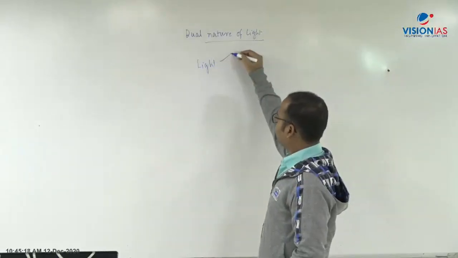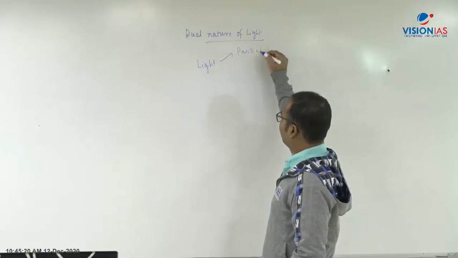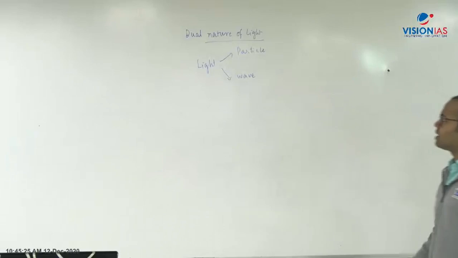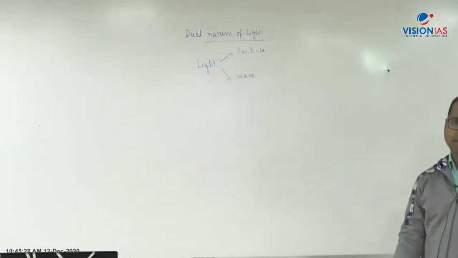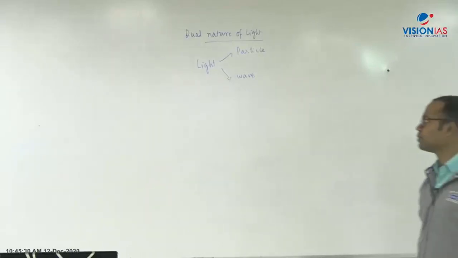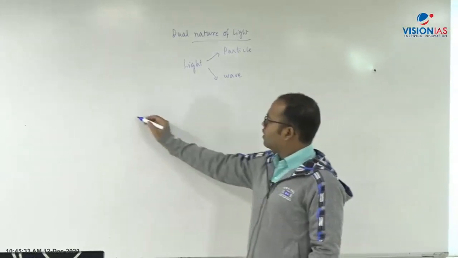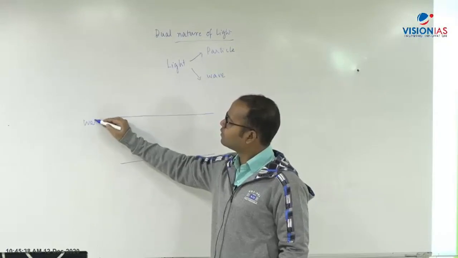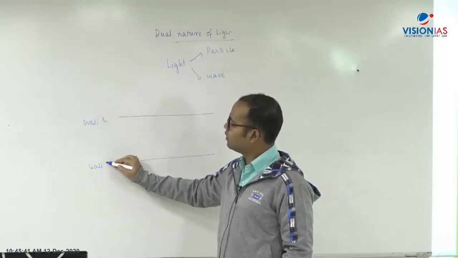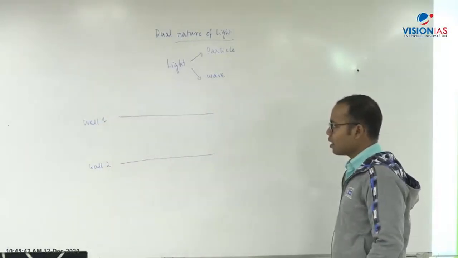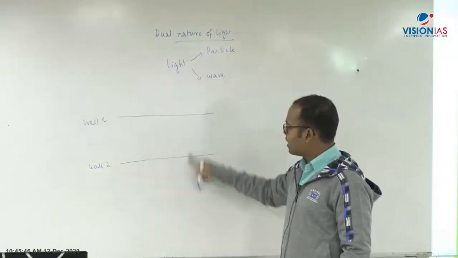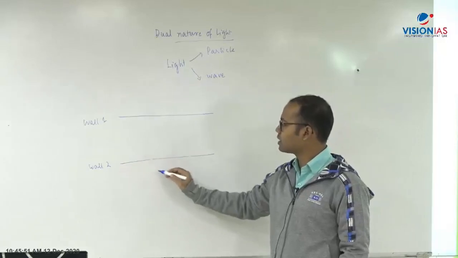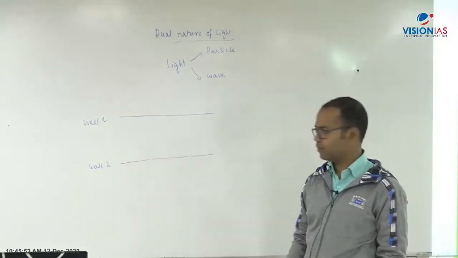So light is a particle also and light is a wave also. Let's understand both natures one by one, starting from the wave nature. Suppose there are two walls. This is your wall 1 and suppose this is your wall 2. Suppose there are two slits or two narrow passages. So this is your passage 1 or slit 1 and this is your passage 2 or slit 2.